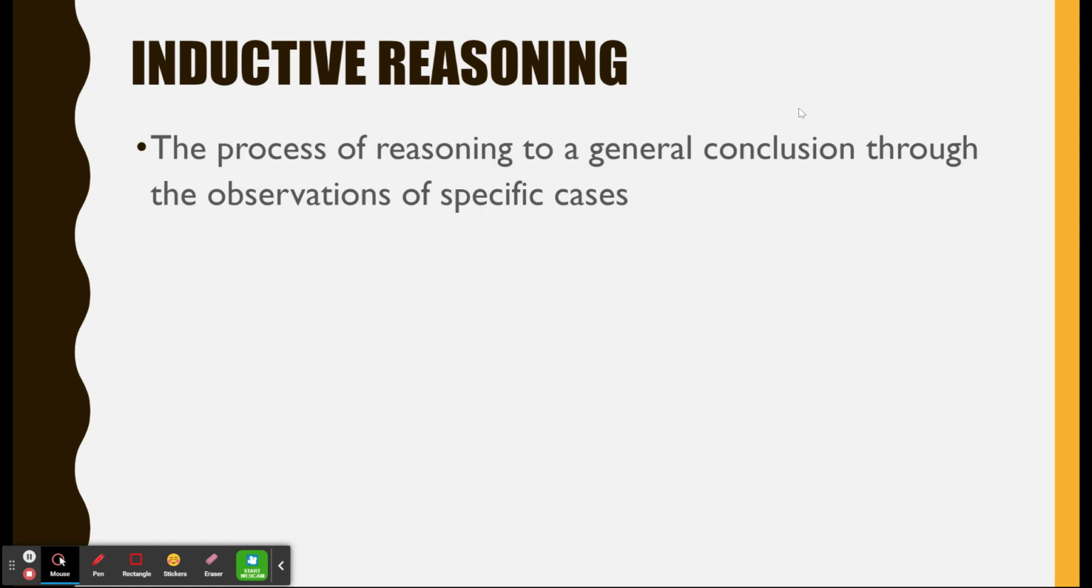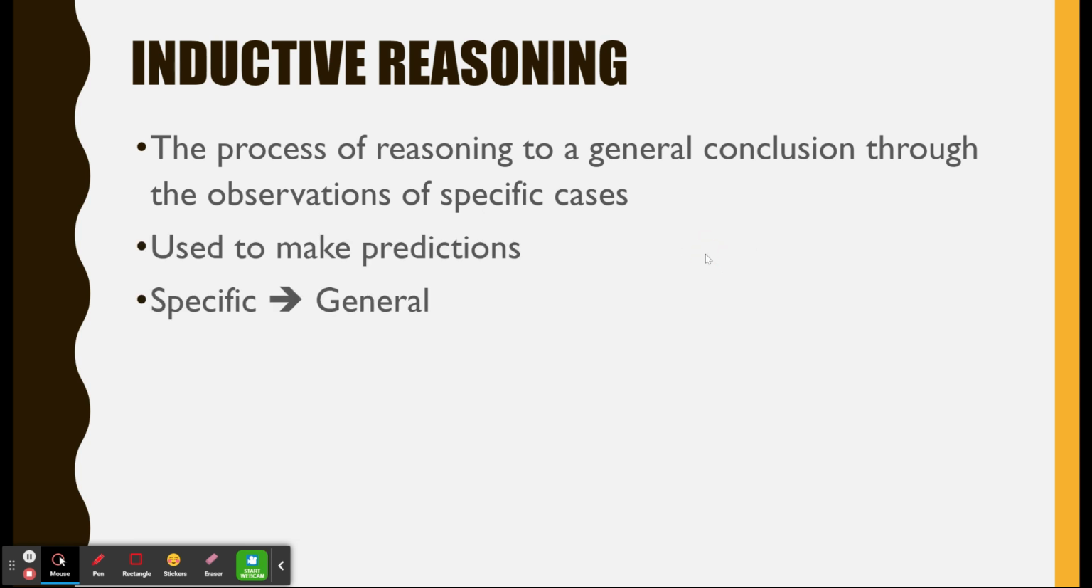To start with, inductive reasoning is the process of reasoning to a general conclusion through the observations of specific cases. So as we see things happening in the world, we can make predictions about other things that might happen in the world. We go from specific to general. So as we see specific things happening, we can make general conclusions about those.